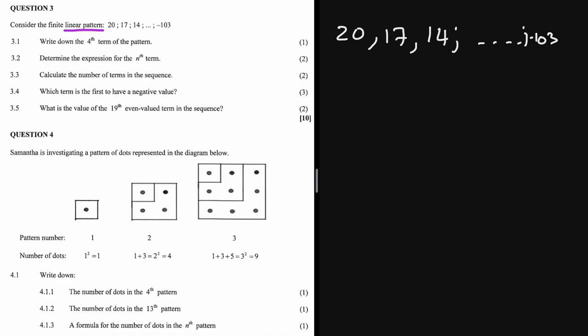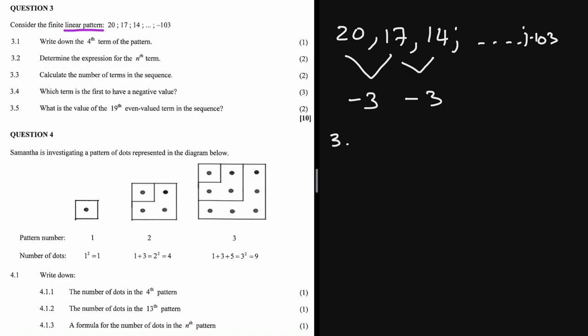So how do we do that? We always say the term in front minus the term at the back. So 17 minus 20 is giving us -3. So our difference is -3. And then 14 minus 17 is also -3. So therefore, this is a linear pattern like they said.